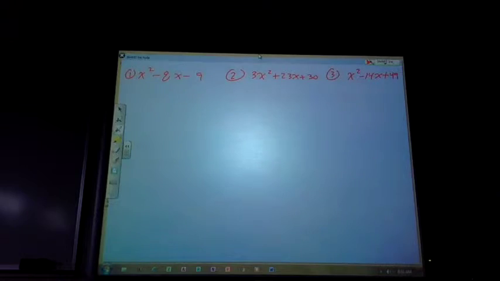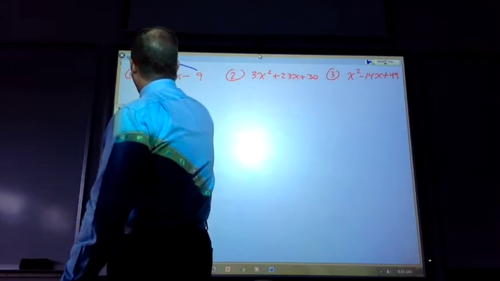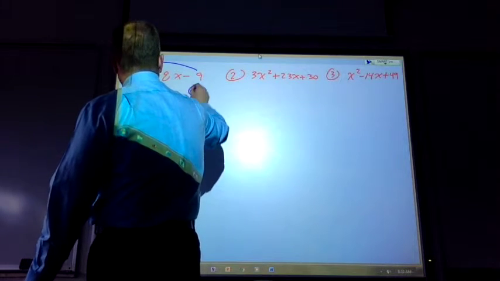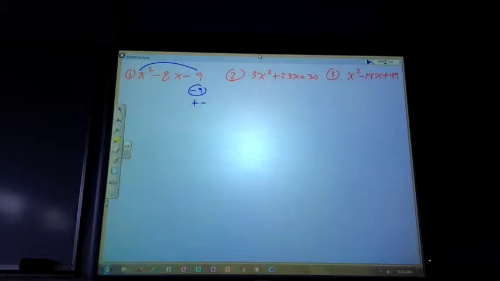Okay, so let's work through number 1 completely. I would have chosen to go -9 times 1 to get -9. I would understand that would give me alternating signs. Are you still with me? Now, you might have had minus plus. Is minus plus the same thing as plus minus? Yes.